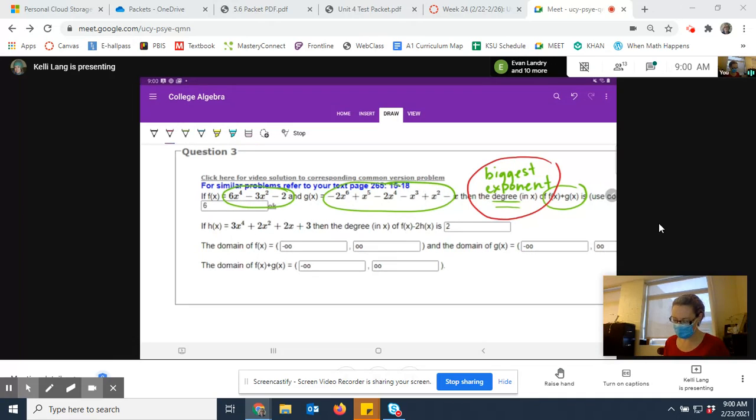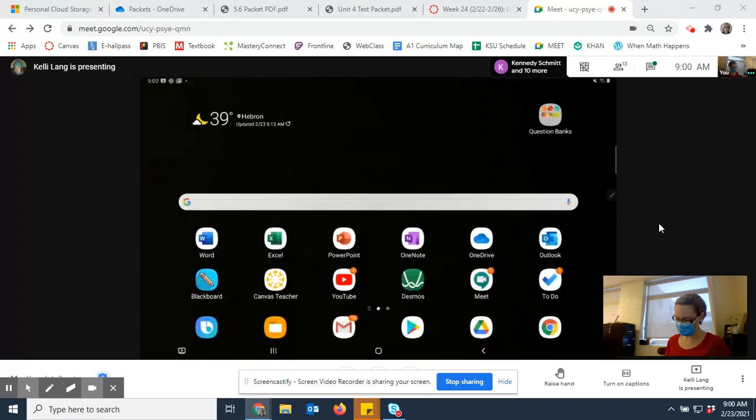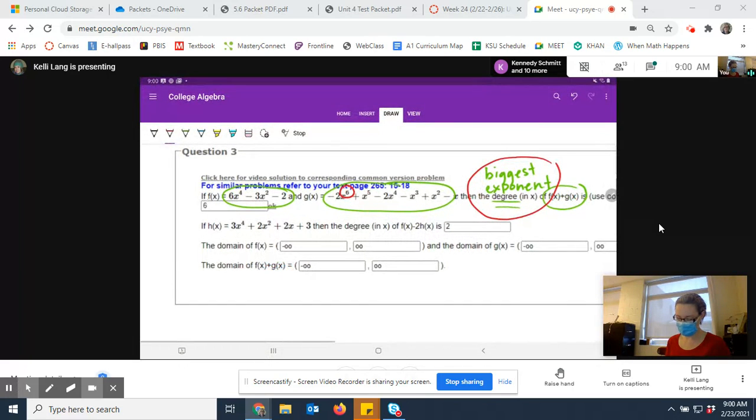We started out with a biggest exponent of 6. And when we add all of this together, our biggest exponent will still be 6. So we can answer this question without even doing any of the calculating. Okay, so this was more of a conceptual question.